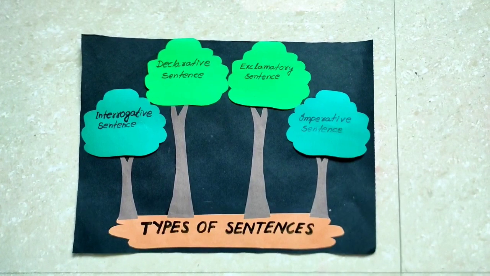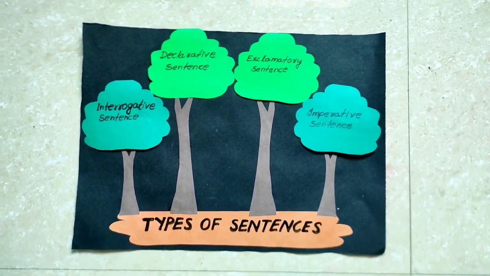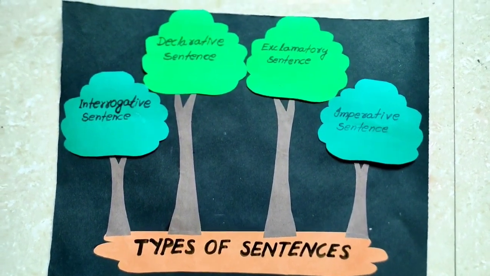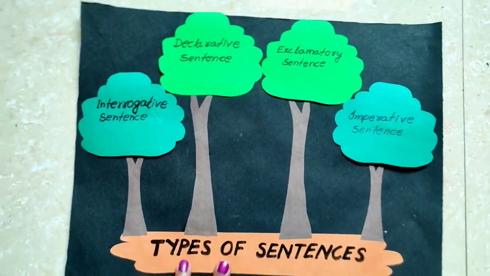Now this project is ready to explain. First, let us understand how many types of sentences there are in English grammar. There are 4 types of sentences in English grammar.